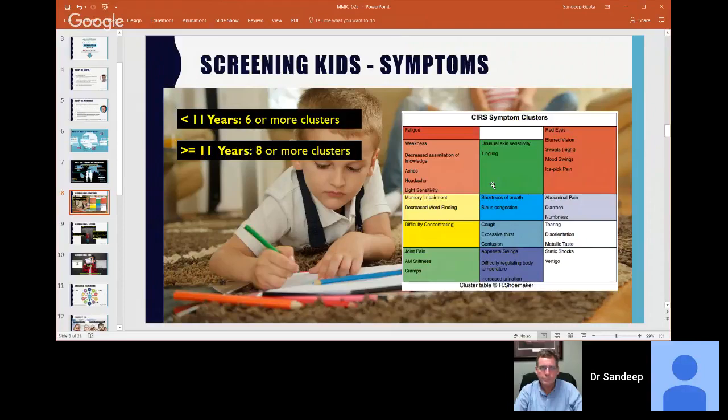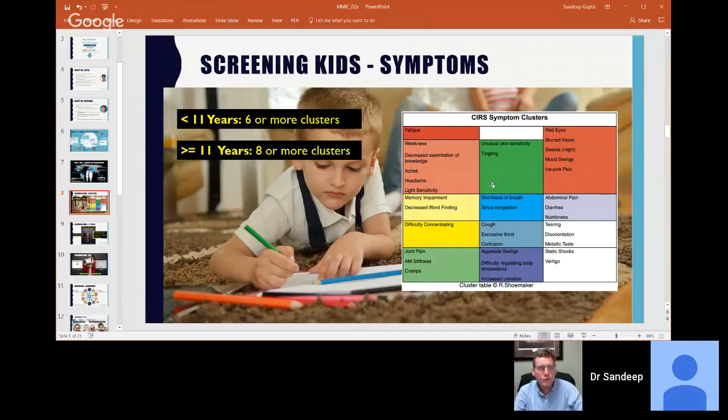So, Dr. McMahon, I understand in kids, it's a little different in that generally young children particularly tend to have less symptoms and less bodily system involvement rather. So we tend to use 6 or more clusters as being an indicator that they may have CIRS. Is that correct? That's correct.